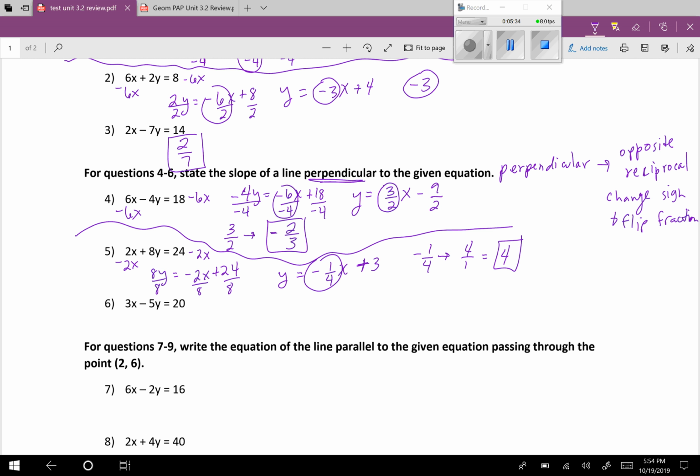And then again, I'm going to write down the answer for number 6, and you guys should try to work that out and see if you get it. Okay, so the answer for number 6 is going to be negative 5/3.